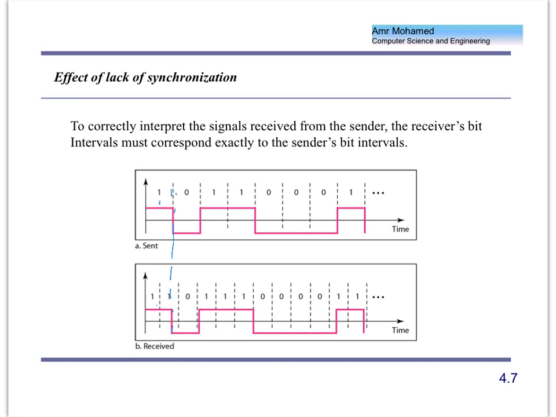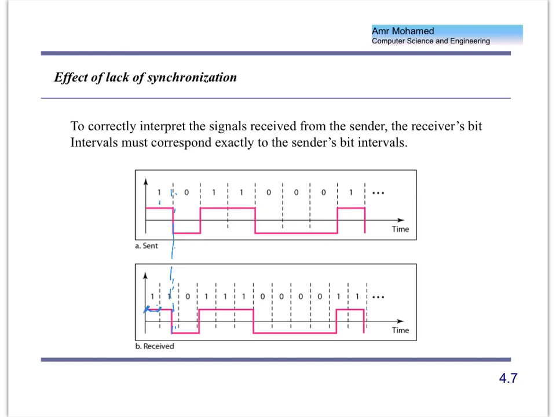But this is ideal. In practice, synchronizing clocks on two different machines is a very complicated issue. And in many cases, you need a third centralized clock to synchronize the clocks of all the participants. Okay? So practically, you have some kind of clock drift. As you can see, the clocks at the receiver side are slightly different. So what is the impact of this? This has two implications.